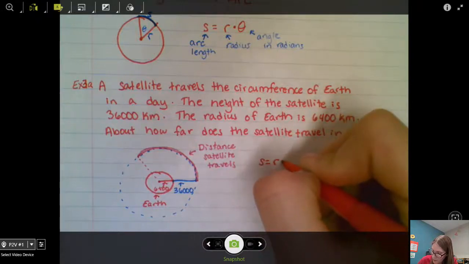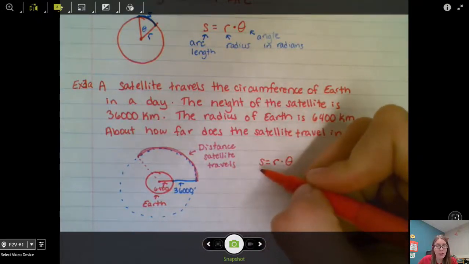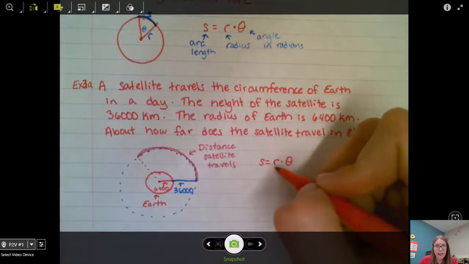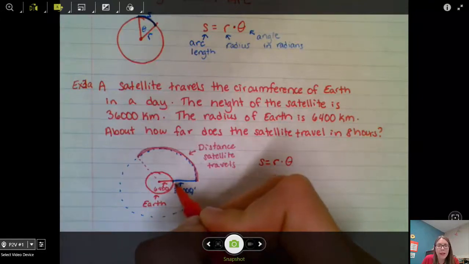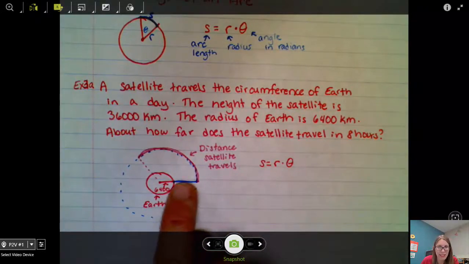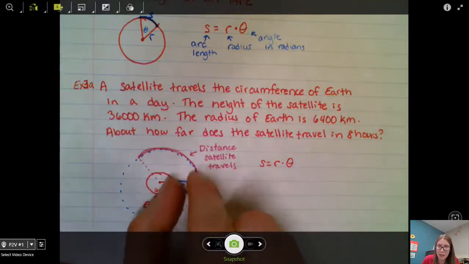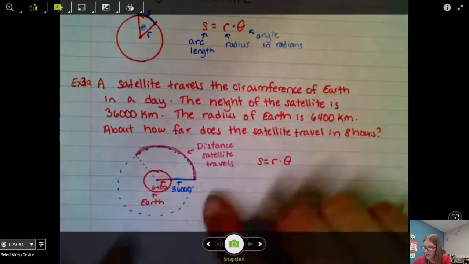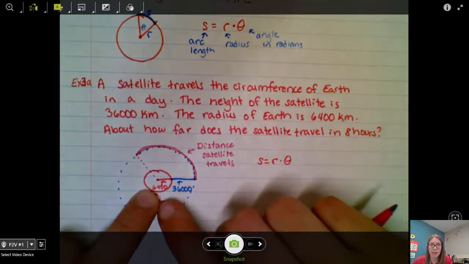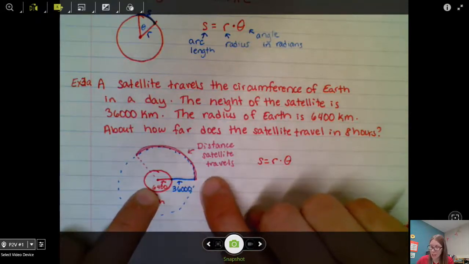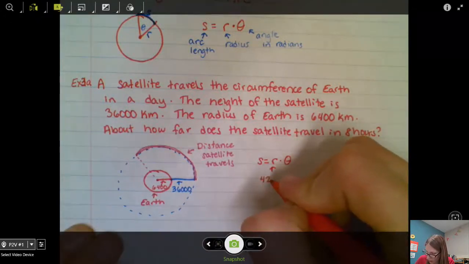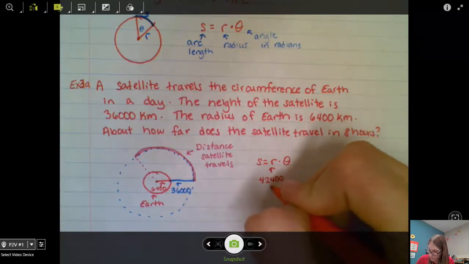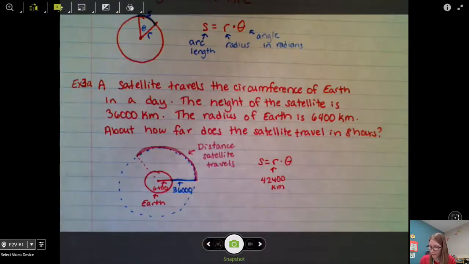S equals R times theta. And again, S is our arc length. That's what we're looking for. R is the radius of our circle. Well, look at the radius of what we have here. The radius of our circle isn't just this 36,000, because that would just be the distance from the satellite to Earth. The radius is this total distance here, the 6,400 plus the 36,000. So the radius is really 42,400 kilometers.